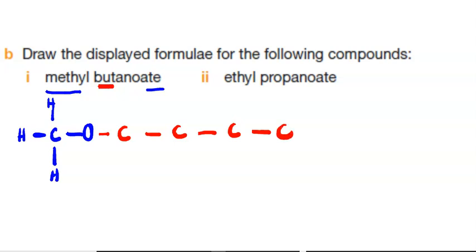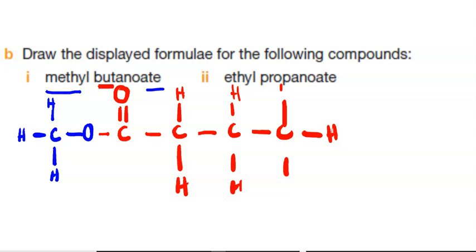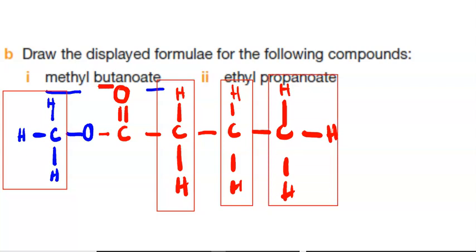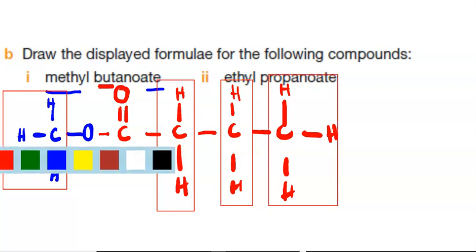Now this carbon is the acid part, so it means it has a double bond with oxygen, and on the rest of the carbons you need to put the hydrogens. You have to make it 4, and at the terminal you can see 3 hydrogens. If you want to write its structural formula, see, this is CH3, this is CH2, this is CH2, this is CH3. You can convert it into a structural formula.